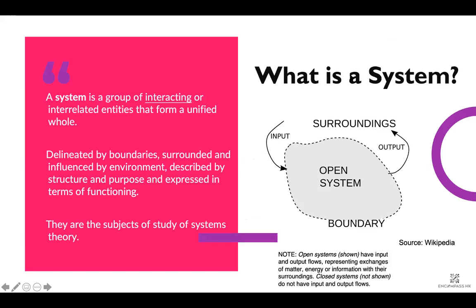So just to go through what exactly a system is. A system is interacting or interrelated entities that form a unified whole. It's defined by boundaries that serve a particular purpose. And we are really looking at the system as the subject of system theory. You will notice that I have a diagram on the right of an open system. In an open system, you have input and output.